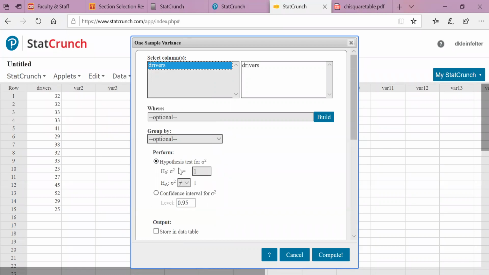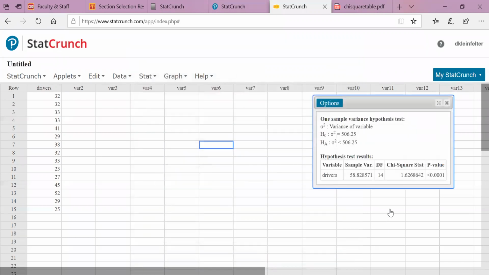Our original problem, we wanted to see if the standard deviation was less than 22.5. But we need to square that because we're going to make it a variance test. 22.5 squared is 506.25. If you put in 22.5, you're going to get it wrong, okay? So 22.5 squared goes here because we're doing sigma squared. And then this was a less than, okay? And then compute.